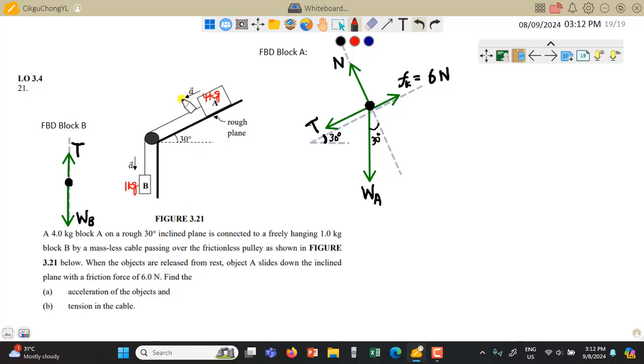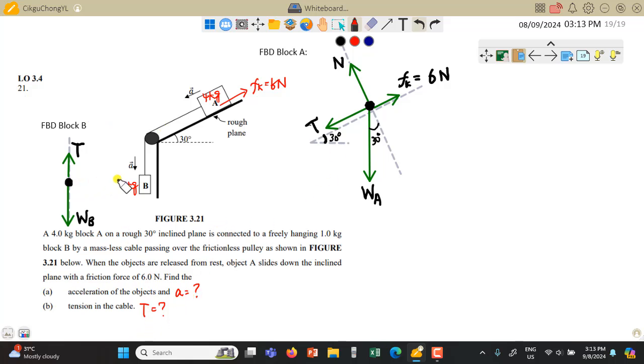So we understood the motion is down the inclined plane, so the friction force should be acting upward along the inclined plane, and this friction force will be 6 Newton. We want to find the acceleration of the objects and the tension in the cable. The acceleration for both objects will be the same because they are attached together by a string. So the tension on both sides of the pulley also will be the same, right? So we want to find a and T.